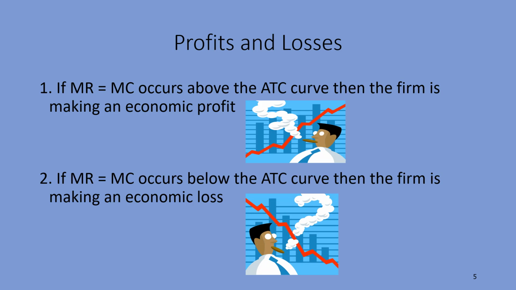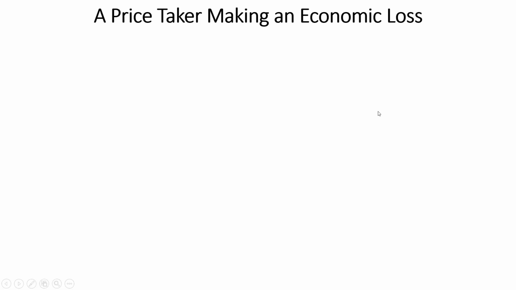Now, if that MR equals MC intersection occurs below the average total cost curve, then that is a firm making an economic loss. In other words, if our average total costs are higher than the price that we're charging, as given by the intersection between marginal revenue and marginal cost, then this firm is going to be making an economic loss. So let's go ahead and graph that out. What does a price taker making an economic loss look like?